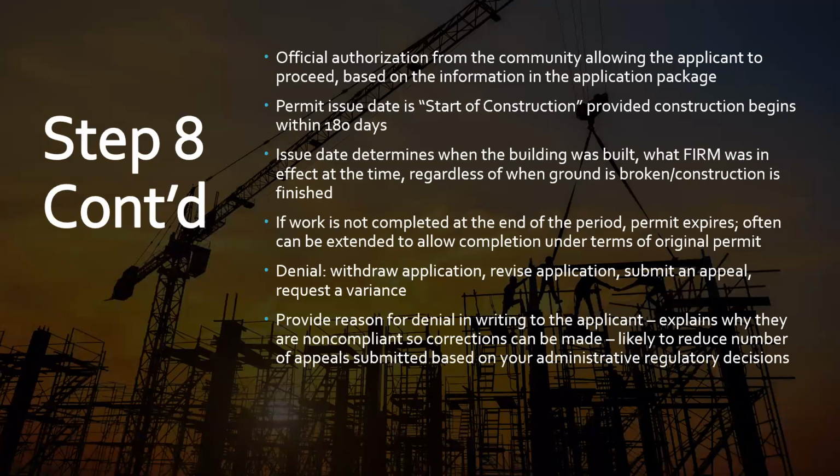So when you give your final approval, that's the official authorization allowing the applicant to proceed with the start of construction, as long as it begins within 180 days, otherwise you might have to extend the permit. And if you do have to deny a permit and they don't want to revise it and they withdraw it, it's good to provide them with a written reason for denial. Having that explained in writing can help them avoid doing appeals based on your administrative choices.